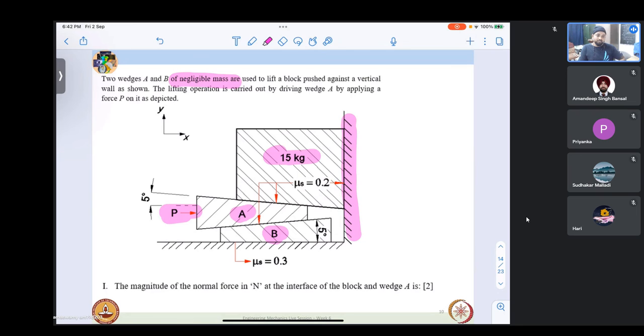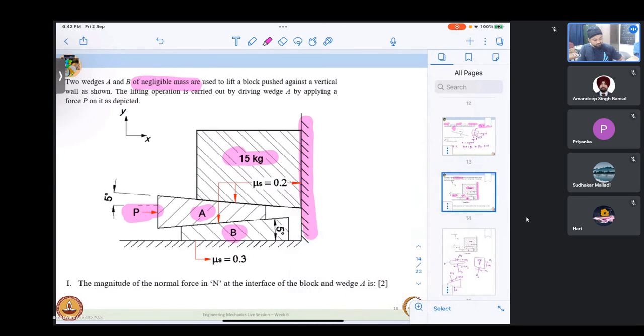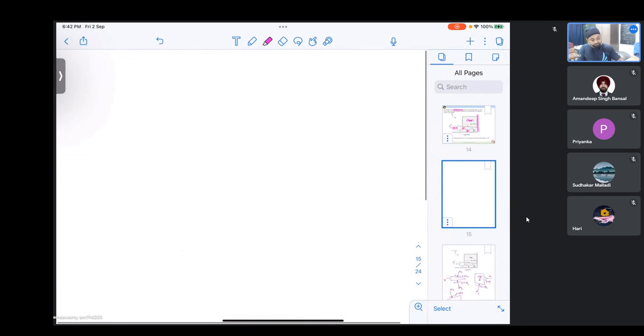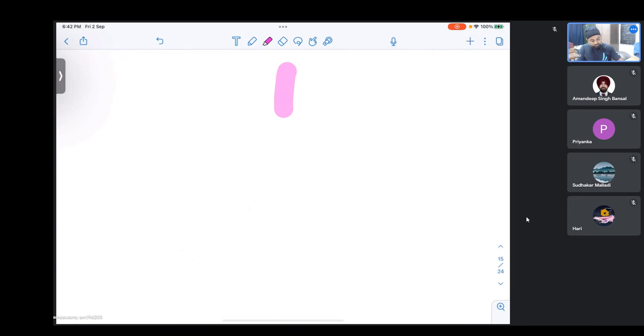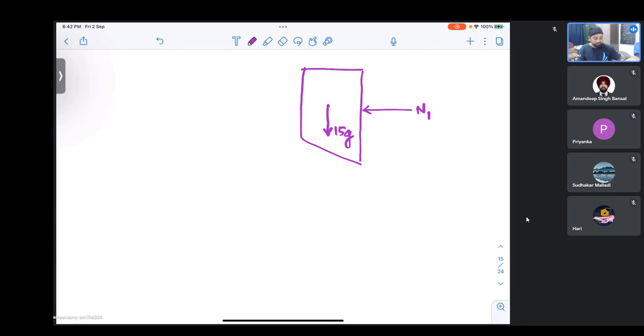So the first condition is that we are driving this and it is lifting. The magnitude of the normal force and the magnitude of the other forces subsequently is asked. We can solve this by first considering the free body diagram of the entire system. So we have a block like that, and then the wall will be applying one force. Let us say it is N1, and there is a weight acting downwards, which is 15 kg was what was given. So I take it that the force is 15 g.